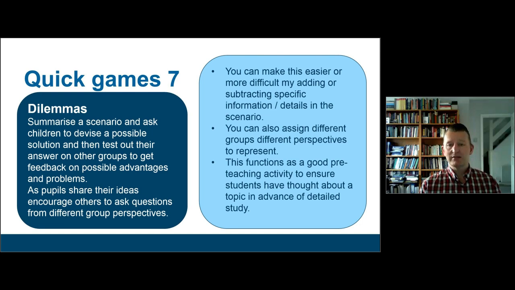So you can make this activity easier or more difficult by giving the children more or less details that they have to incorporate in their reasoning. Obviously, the fewer details you give them, in a sense, the more free they are to come up with fictional responses. The more you give them specific historical detail, the more challenged they are to come up with solutions that take account of those details. You can also assign different groups different perspectives to represent, so that their questioning and their solution finding takes on a much more sharply focused agenda from different groups in history.